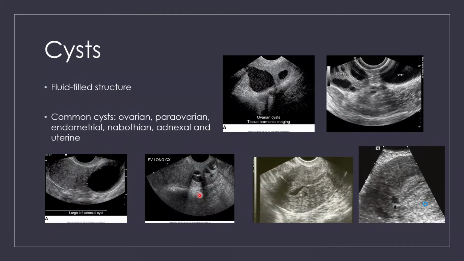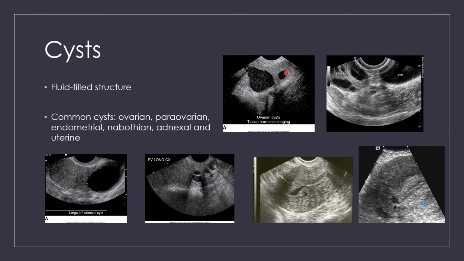Another common gynecologic pathology that we can see is cysts. Now, cysts are just fluid-filled structures. There are common cysts that occur in the ovary. Let's see if we can look at some of these things here. So we have, this is an ovary right here.